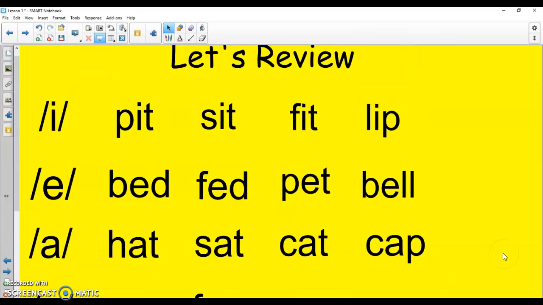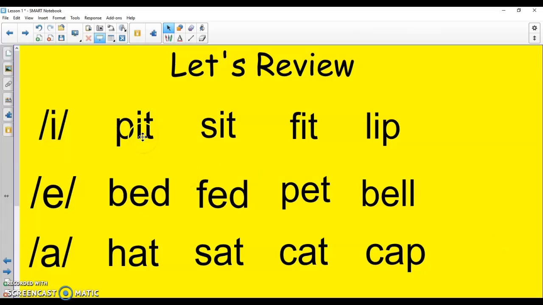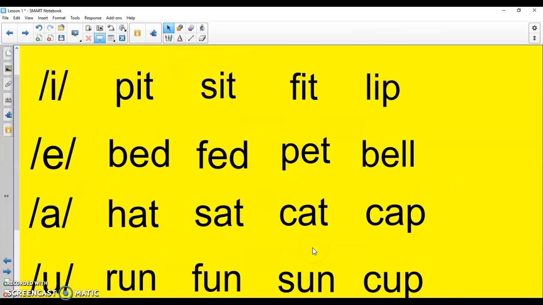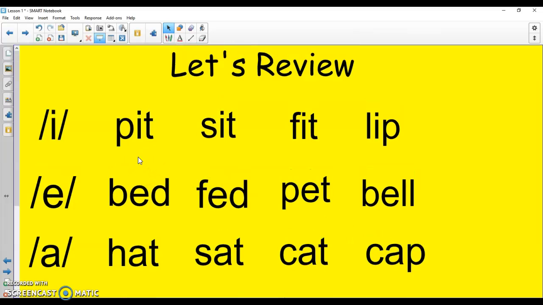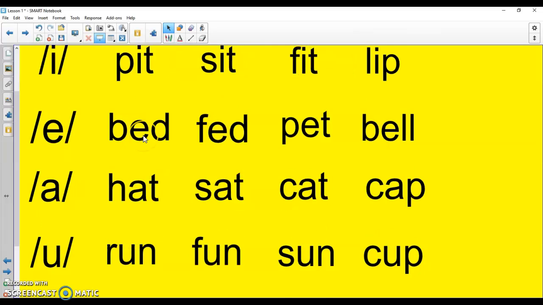Now, when you have a short vowel and it's followed by a consonant, all of these words on this page are closed syllables. Okay? When you have a short vowel that follows a consonant, and remember, it's everything after the vowel you're looking at, so it can have more than one consonant. It's going to be a closed syllable.